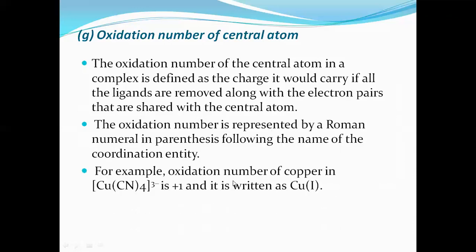Example, you can see the oxidation number of copper in tetracyanocuprate 3 minus. How to calculate? Suppose copper is taken as X, plus the cyanide charge. We know the charge of cyanide is minus 1. Therefore, minus 1 into 4 is minus 4, and the total is equal to minus 3. When minus 4 goes to the right hand side, it becomes plus 4. Minus 3 plus 4 becomes plus 1. Hence, the oxidation state of copper is plus 1 and it is written as Cu(I).